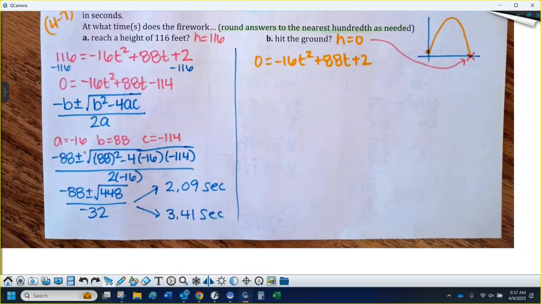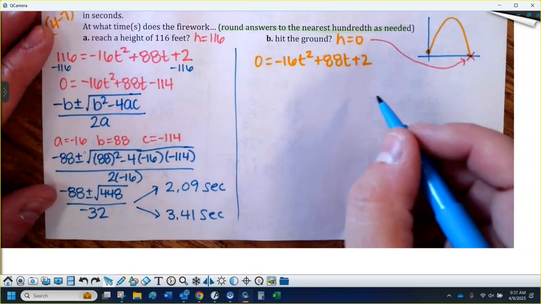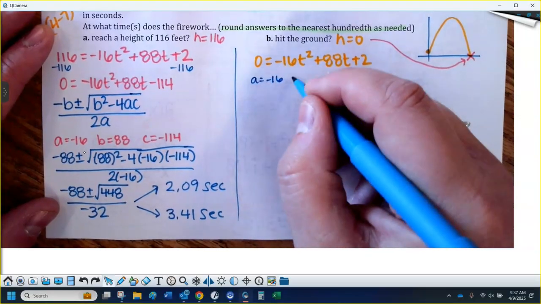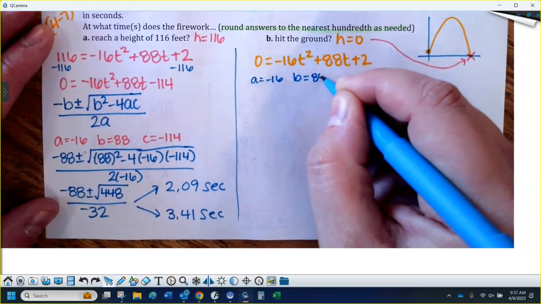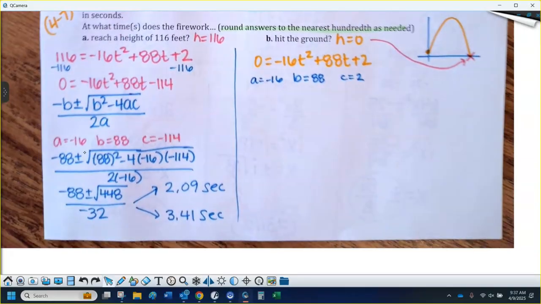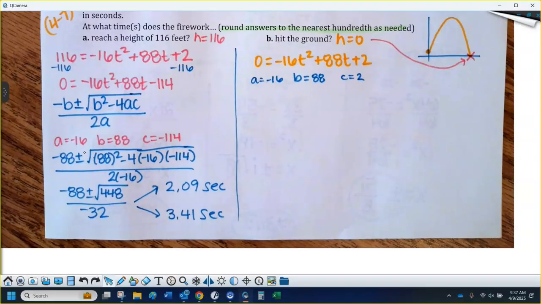Now, the only difference here is the C value. Everything else will be the same. The A value is negative 16. The B value is also 88 like it was in the last question, but the C value is different here. It's just going to be 2. I didn't have to subtract anything because it was already set equal to 0, so we can just identify our A, B, and C values from there.